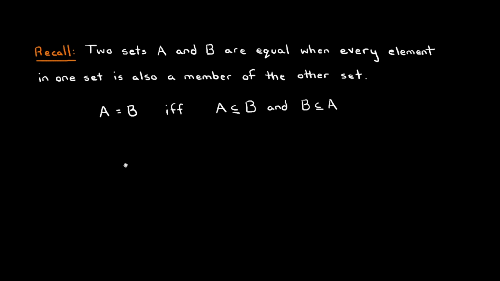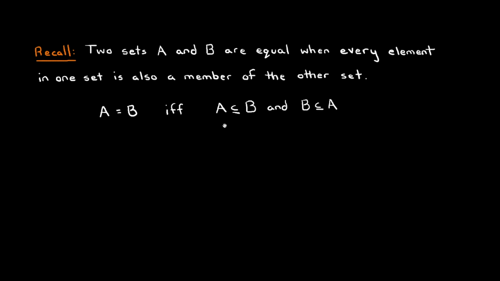Let's begin by understanding how to show two sets are equal. We say that two sets A and B are equal when every element in one set is also an element of the other set. So in mathematical terms, two sets A and B are equal if and only if A is a subset of B and B is a subset of A. So basically, they have to be subsets of each other.